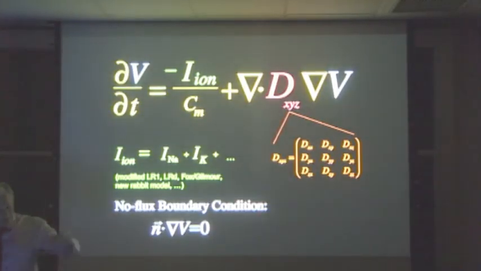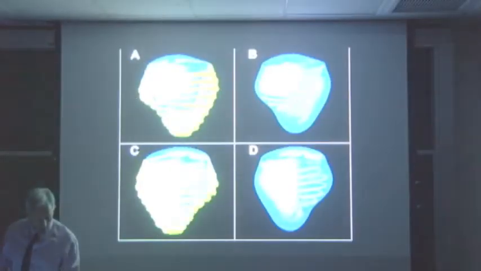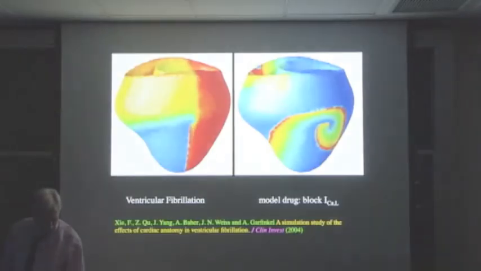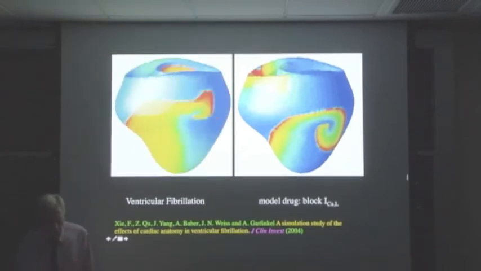So we set out to model this in the whole heart. We use the partial differential equation for cardiac conduction. We need the diffusion tensor. We get the diffusion tensor from diffusion tensor MRI. That goes into the model. And this is what we were able to show.